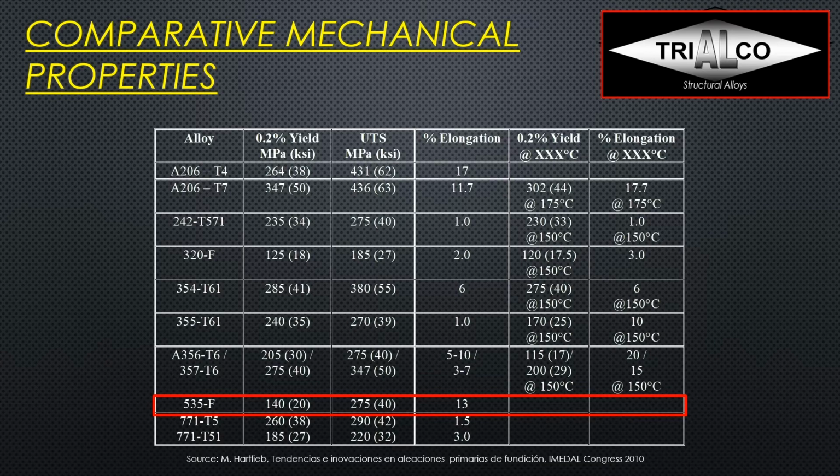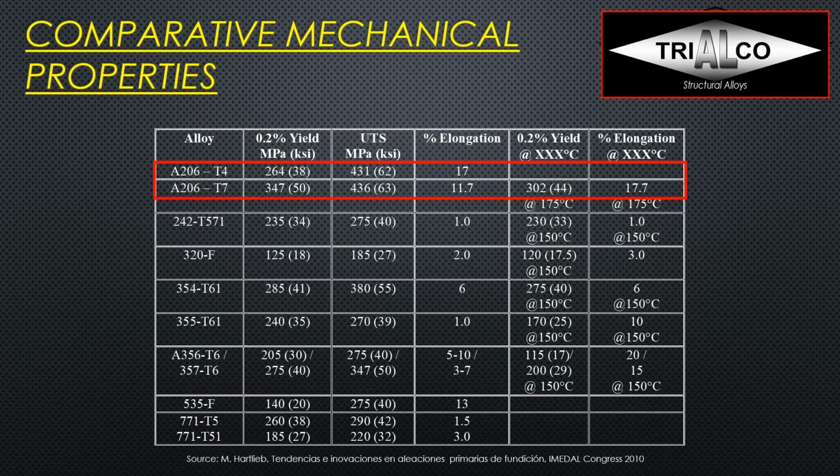Well, the 535, if we compare it, interesting property package, because this is an F, as-cast condition. I'm actually reaching 20 KSI, 140 megapascal yield strength, but I reach the same tensile strength as we had in A356 T6, and I have higher elongation. So 13% elongation, and that's not unusual for this type of alloy. So very interesting property package.